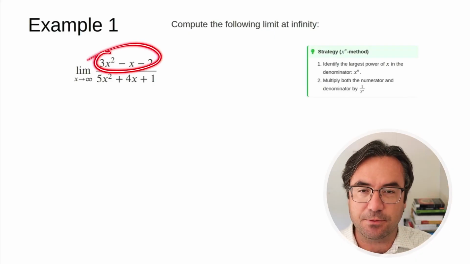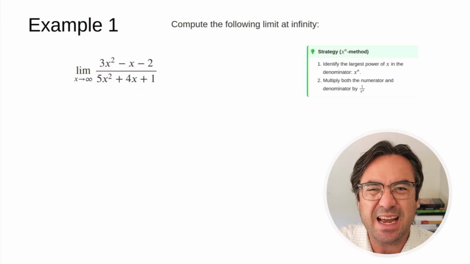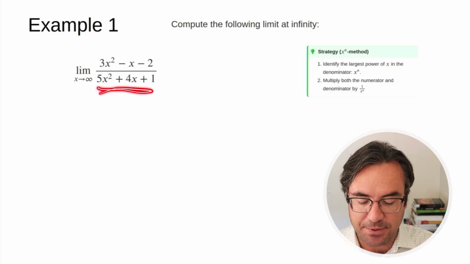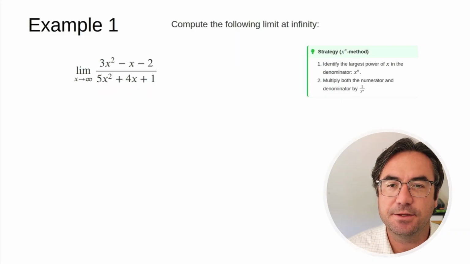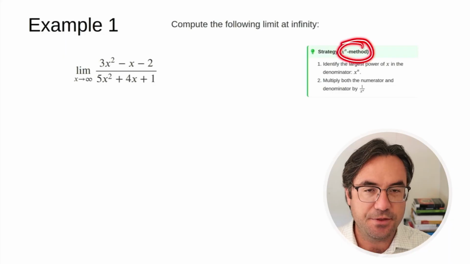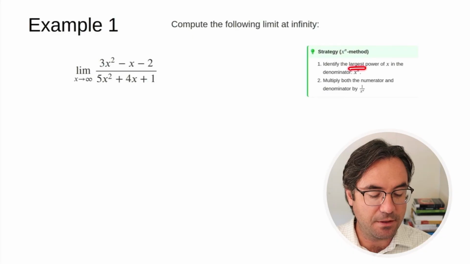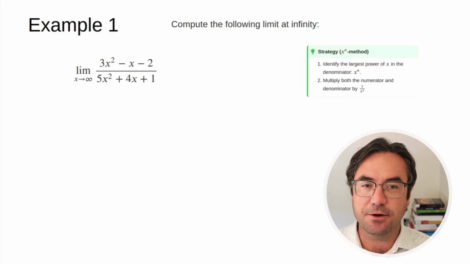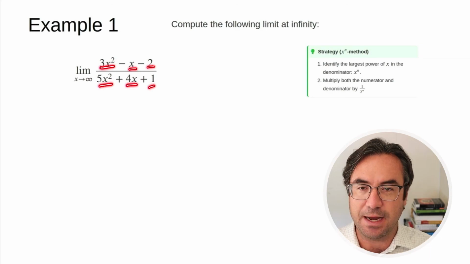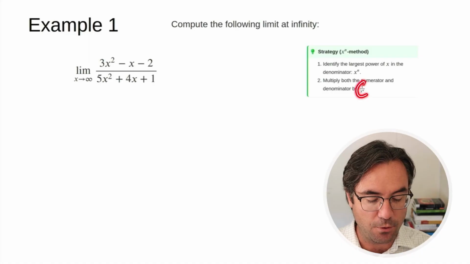The numerator wants to get really big, but when we divide by something that's getting really big, it wants to make the whole fraction small. So there's this competition. And the way we deal with this algebraically is this x to the power n method. We're going to identify the largest power of x in the denominator, and then divide every single piece in our function by it. We're going to multiply both the numerator and the denominator by 1 over x to the n.